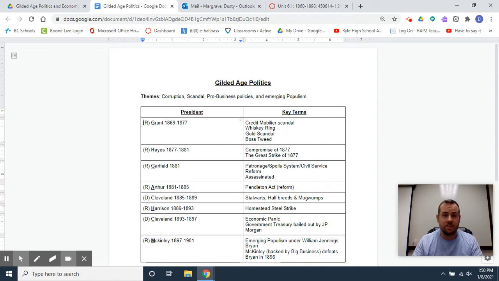The Gilded Age is covered in 4 chapters, 23, 24, 25, and 26. Chapter 23 is almost all about Gilded Age politics. 24, economics. Chapter 25, which is going to be in our next unit, is about social issues in the Gilded Age. And then chapter 26 is about the West and the settlement of the West during the late 1800s. So your book gives 4 chapters to this time period, kind of broken down by theme.